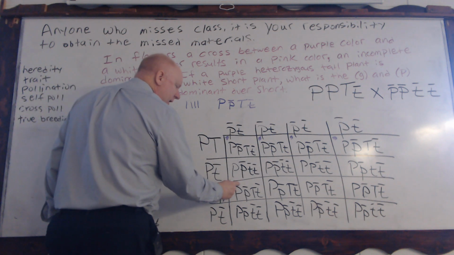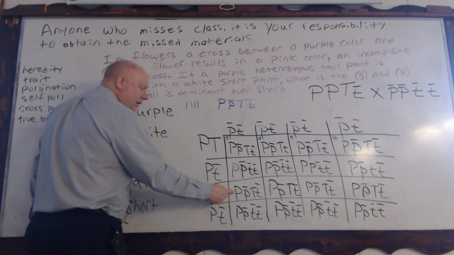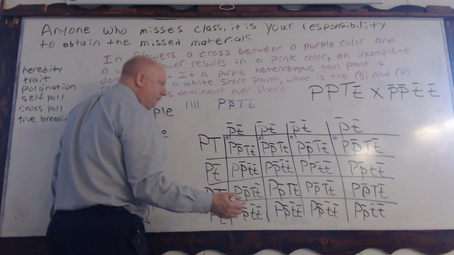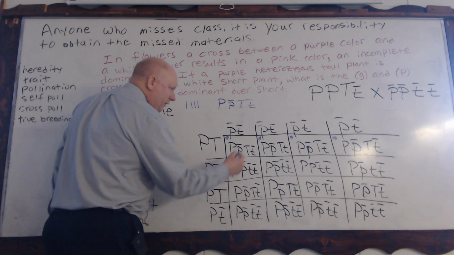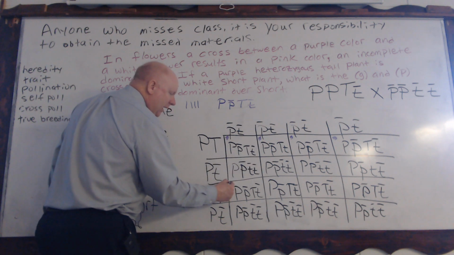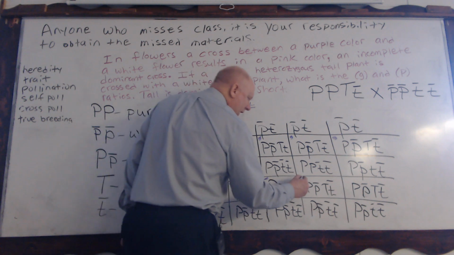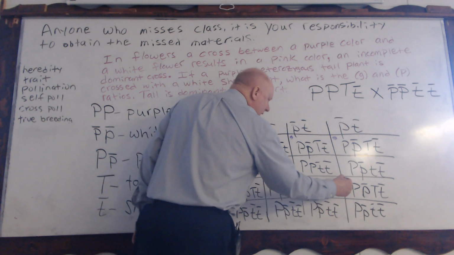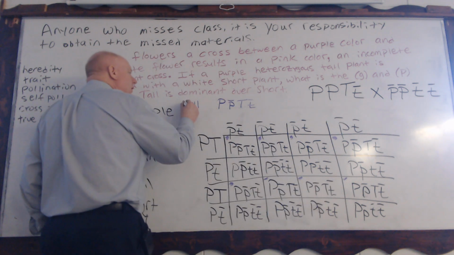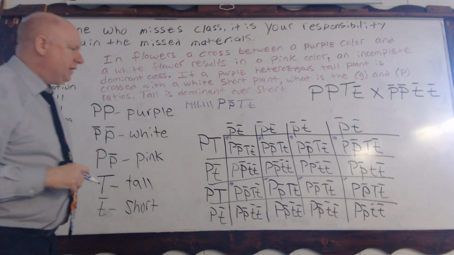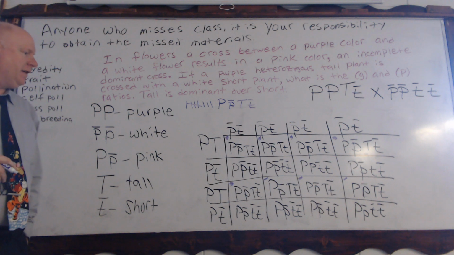Okay. Then we see the same thing here, right? Capital P, lowercase p, capital T, and lowercase t. Okay. So we've got 4. There's 5, 6, 7, and 8. Okay, 4, 5, 6, 7, 8. So we've done half of this already.